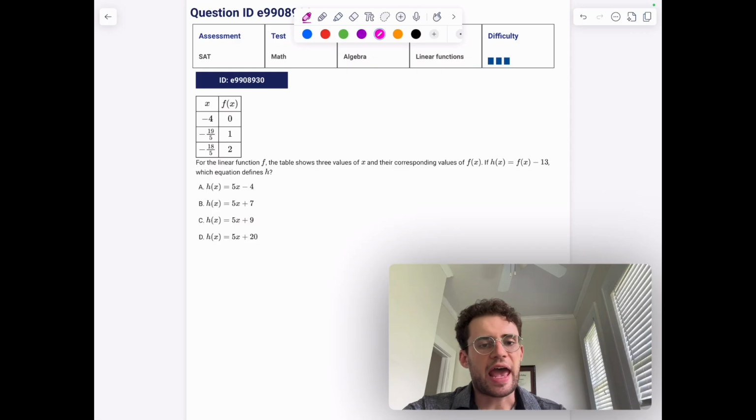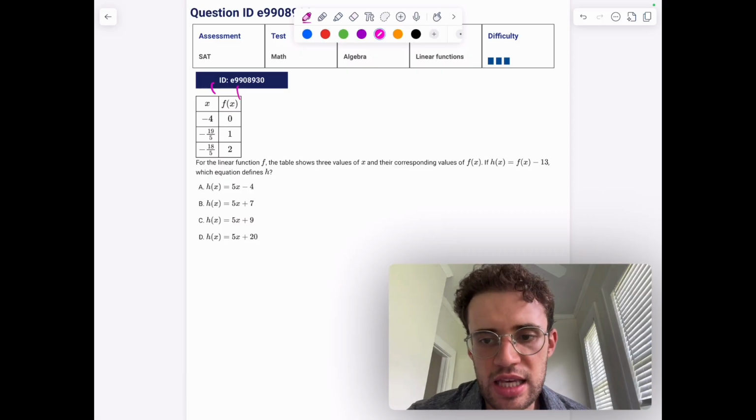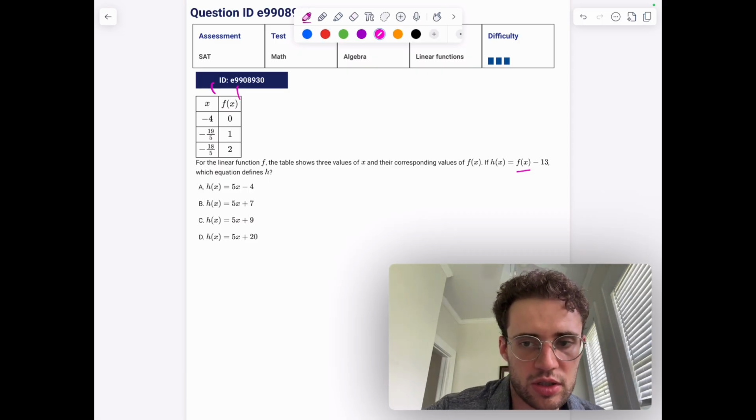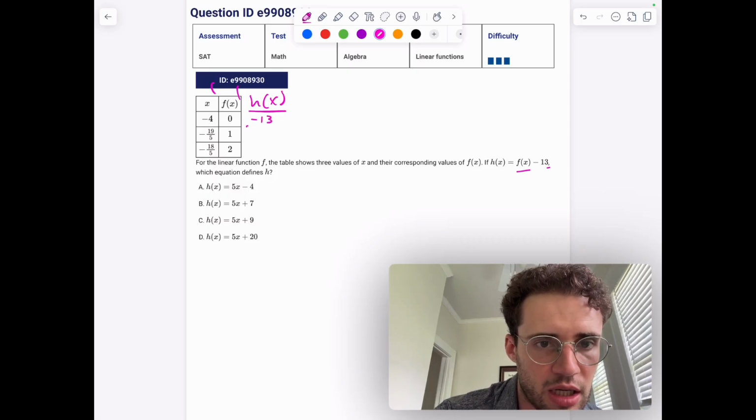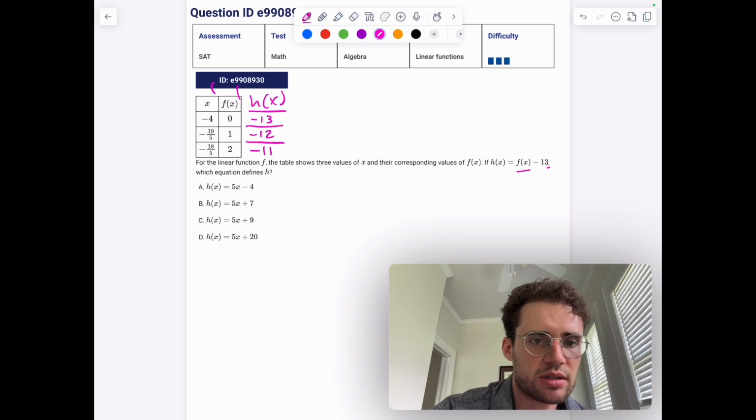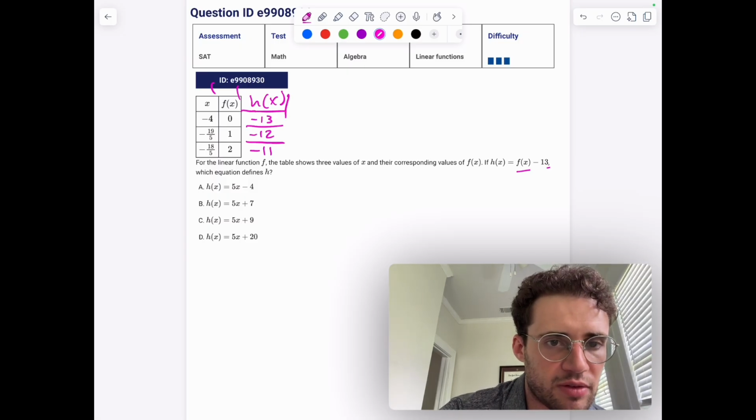For the linear function f, the table shows 3 values of x and their corresponding values of f of x. So it shows basically the inputs and then the outputs. If h of x equals f of x minus 13, so you just subtract 13 from your output, which equation defines h? If we want to fill in this table with h of x, you just subtract 13 from each of these. 0 minus 13, negative 13. 1 minus 13 would be negative 12, and 2 minus 13 would be negative 11. So for these same points, those would be the h of x values.